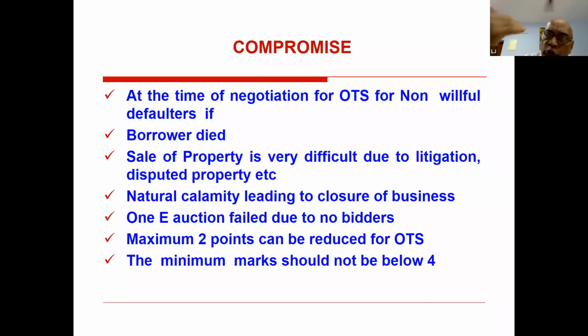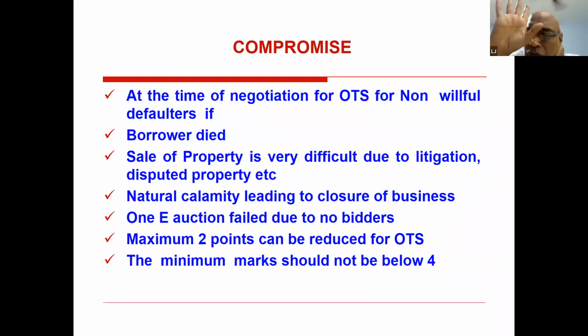Now, you tell him, you pay MCLR plus 1.50 plus book liability, I relieve you. But you find out at the time of negotiation of OTS that the borrower has died. Or you come to know that selling the property is very difficult because of litigation, disputed property, etc. Or a natural calamity leading to closure of business. Due to COVID, he could not run the business and has to close it. Or you have already gone under SARFAESI, one e-auction has already been conducted, but the e-auction has failed. So I told you, these are 1, 2, 3, 4 cases.